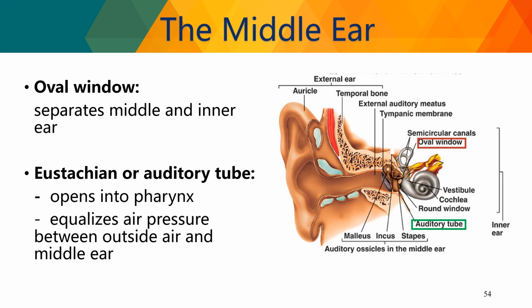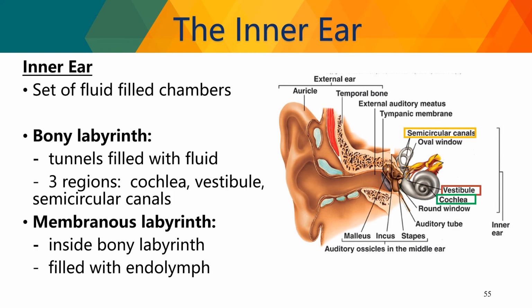Next you have your oval window here. It separates the middle ear and the inner ear. You also have your eustachian tube or the auditory tube. This opens into the pharynx and equalizes air pressure between the outside air and the middle ear. And then next you have the inner ear. This has a set of fluid-filled chambers. You have there your bony labyrinth. The tunnel is filled with fluid. It has three regions: the cochlea, the vestibule, and the semicircular canals. The membranous labyrinth is inside the bony labyrinth and filled with endolymph.